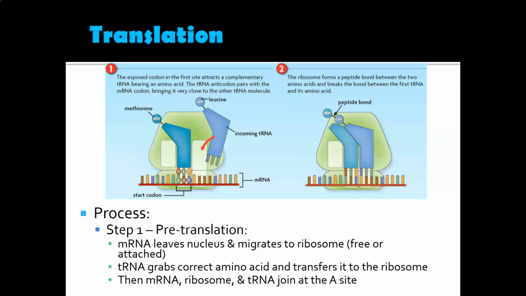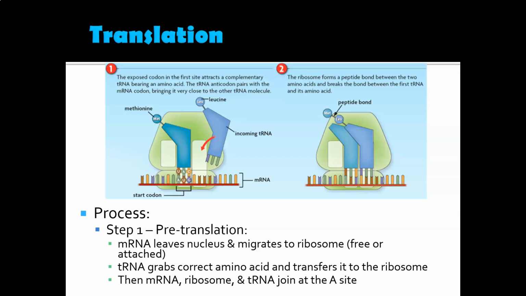So when we look at the actual process of translation, let's take it step by step. First and foremost, I've got to start with this sort of pre-translation. What sort of things have to occur before the real translation process can happen? First and foremost, I need to build that mRNA molecule in my nucleus. I have to go through transcription. That mRNA needs to be processed. It needs to leave the nucleus.